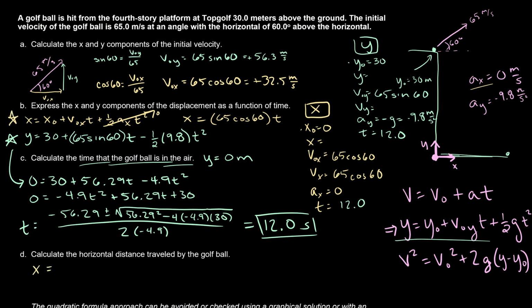So we have our equation from here. X equals x naught, which was 0, plus 65 cosine 60 times t. Well, 65 cosine of 60 is just equal to 32.5. So we have 32.5 times 12 equals 390 meters, I believe. Yeah, because on your calculator it's 389.9, so that would round to 390.